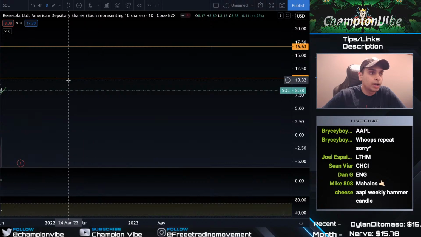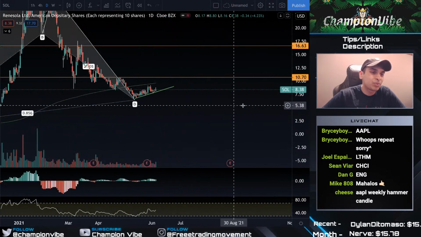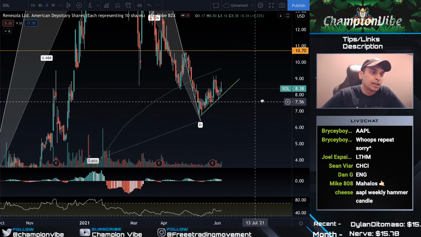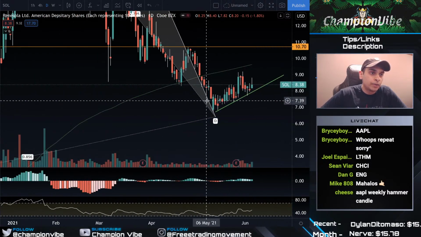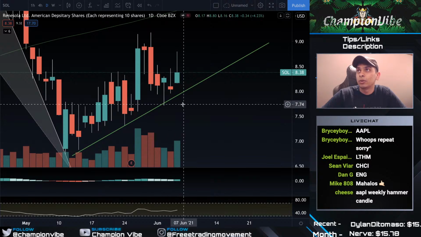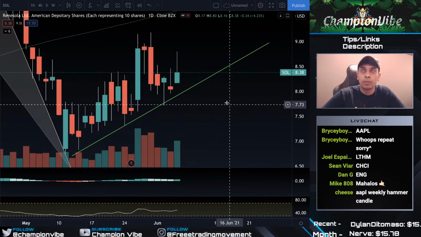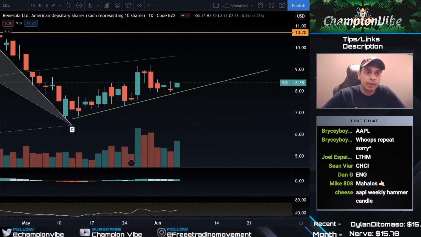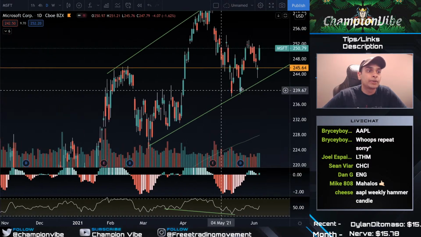Pretty good. All you have to do is hold above, I'd say, you see this hammer candle right over here on the daily? You want to hold above the lows of this hammer candle, which would be about 770. You want to hold above 770. That's all you got to do. I'll keep it on my watch list. SOL. Microsoft is next.